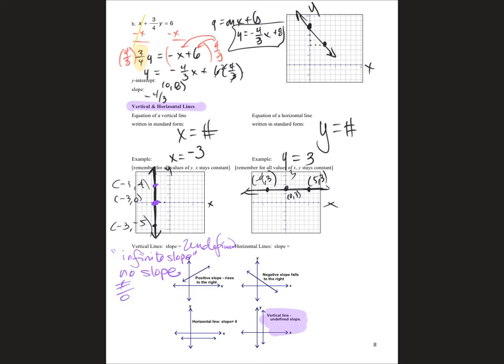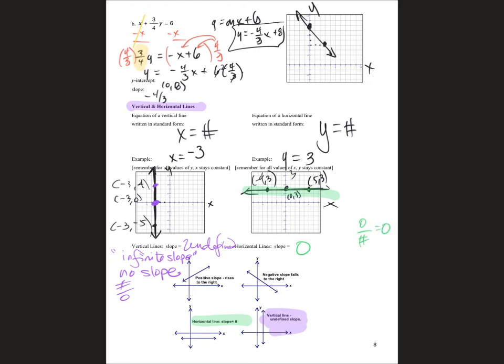Now, what about a horizontal line? A horizontal line has 0 slope. There is a difference between no slope, infinite slope, undefined slope, and 0 slope. Again, you can always pick 2 points on the line, substitute the x and the y values into the slope formula, and see that you're going to get 0 divided by a number. 0 divided by a number is 0.